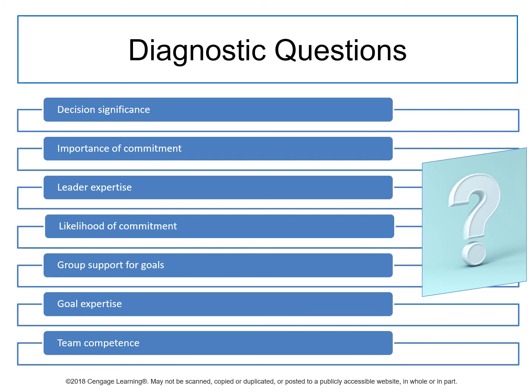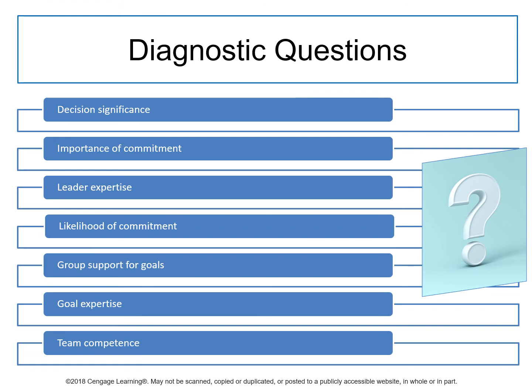The second question has to do with the importance of commitment. How important is subordinate commitment to carrying out the decision? If implementation requires a high level of commitment to the decision, leaders should involve subordinates in the decision-making process.